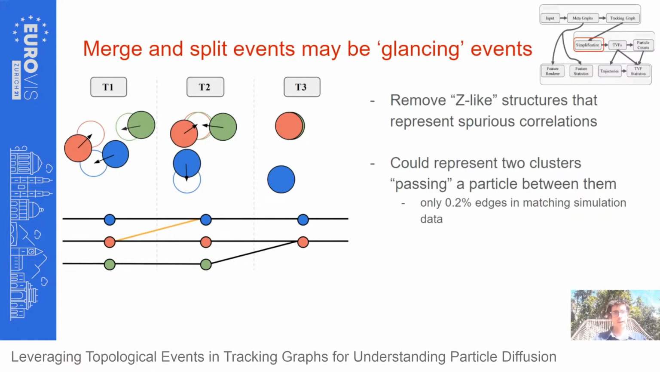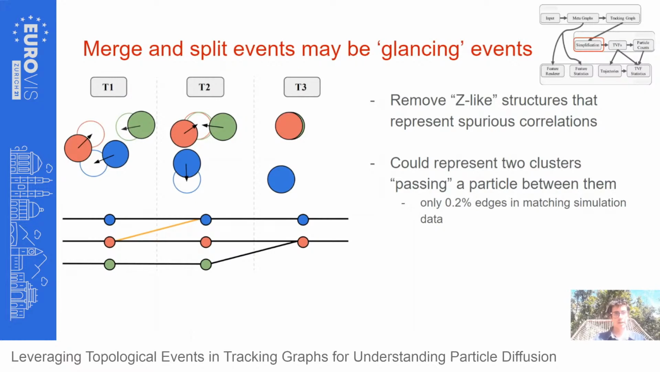We define a glancing event as an occurrence where a feature X may have more than one incoming or outgoing edge in the tracking graph at time t, but one or more of these edges is created due to another feature Y at t minus 1 or t plus 1. This creates a Z-like structure.